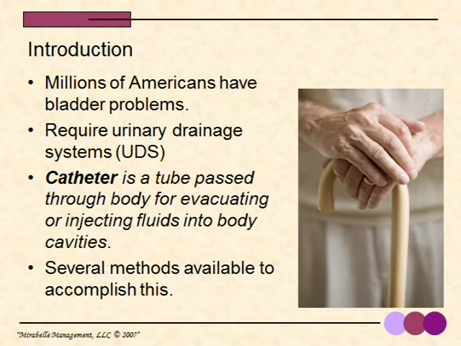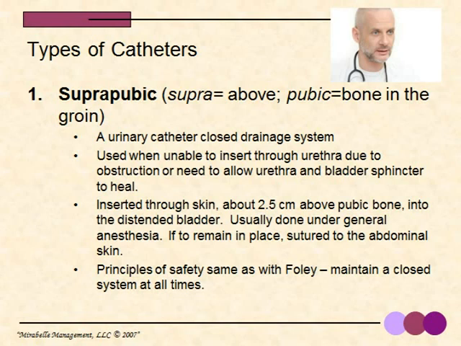A catheter is a tube which is passed through the body for evacuating or injecting fluids into body cavities, and there are several methods available to accomplish this. There are several different types of catheters, but their purpose is all the same, and that is to drain urine from the bladder. One type of catheter is called a suprapubic, supra meaning above, and pubic is the bone in the groin. This type of catheter is generally used when unable to insert a catheter through the urethra due to some obstruction, or there is a need to allow the urethra and the bladder sphincter to heal.